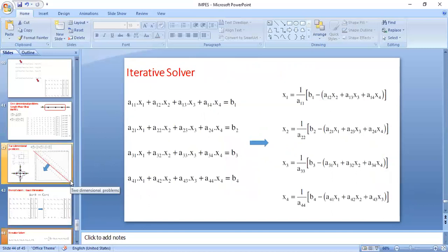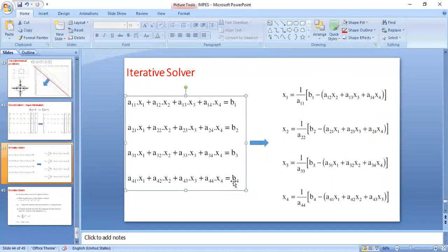An iterative solver is a type of solver for, say, a set of linear equations. Let us say you have four unknowns, and so you have four equations, and those four equations can be solved iteratively by assuming x1, x2, x3, and x4. Initially make an assumption, and based on the assumption you calculate x1 again. So this equation 1 can be rewritten like this.